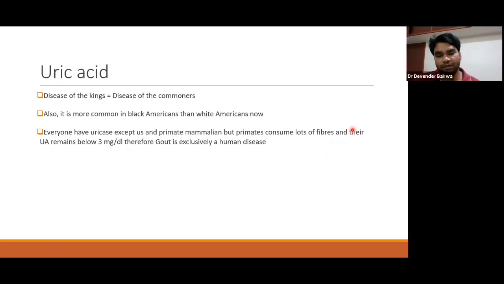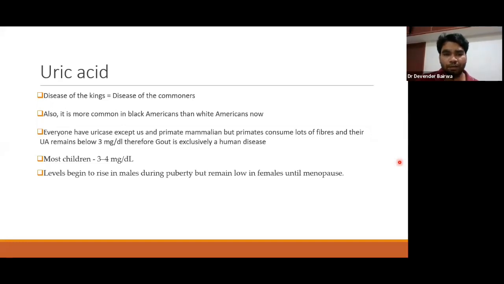But in general, these primates, who are actually living in jungles, eat all these herbs and lots of fiber, and their uric acid actually remains low, below 3 milligram per deciliter. That may be the reason why gout is exclusively a human disease. There are no animal models for this disease. We can create animal models by different techniques, but as such, there are no other animal models, as gout is an exclusively human disease.